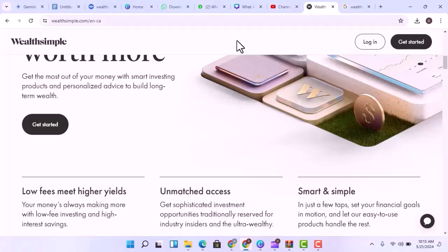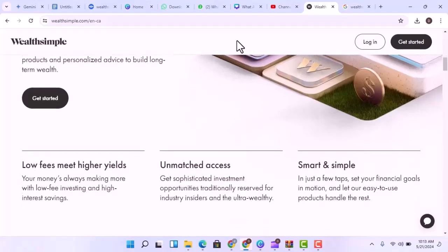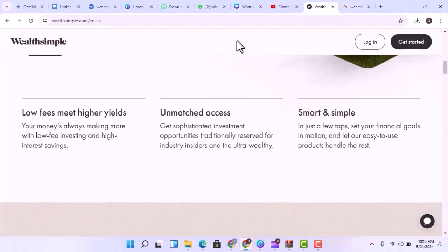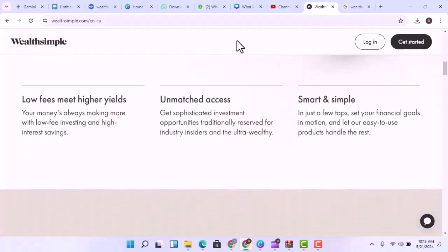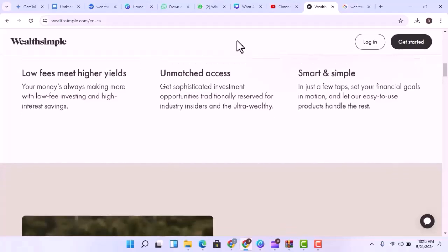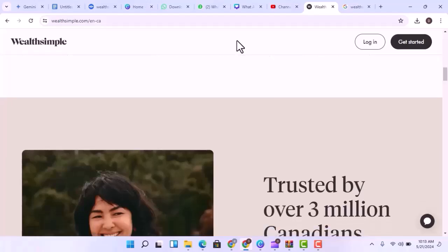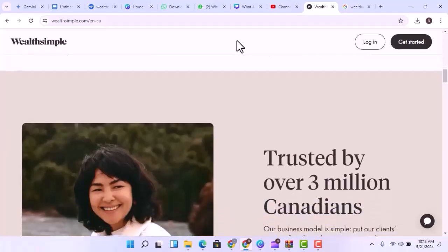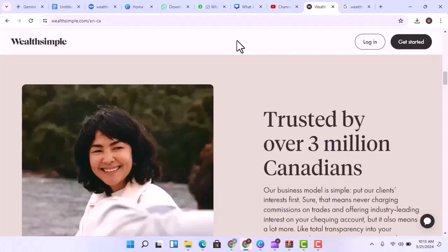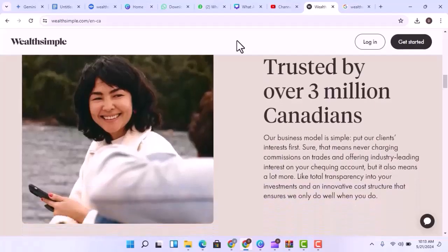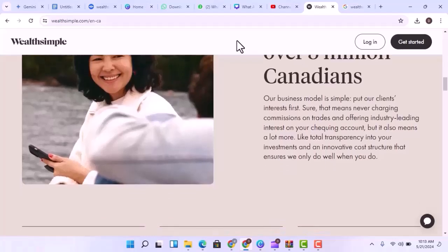Now, Wealthsimple is a fantastic platform for Canadian investors, offering a user-friendly interface and a variety of investment options. But when it comes to USD withdrawals, things can get a little tricky. There's no one-size-fits-all answer, and it depends on a few key factors. So, let's break it down. First things first, the good news, yes, you can withdraw USD from Wealthsimple. However, you have a couple of options to consider, each with its own advantages and disadvantages.